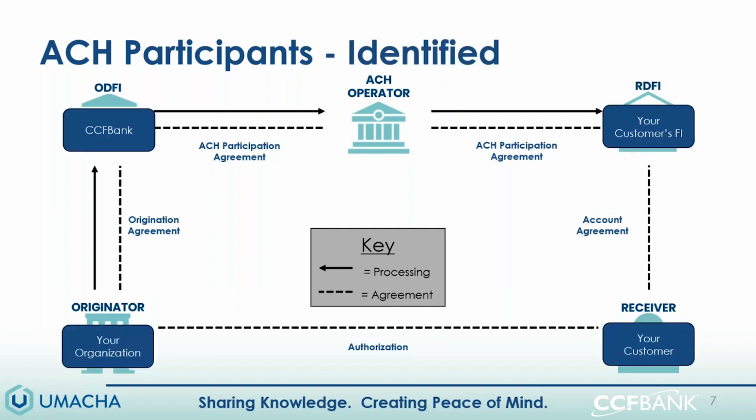So let's take a look at that here on this slide to see the bottom. Again, we have that authorization sitting between your organization and then your customer or your client, your receiver. We have CCF Bank up there in the upper left-hand corner, and then the upper right-hand corner, that is your customer's financial institution. Could also be CCF Bank. They could be both the ODFI and the RDFI if your receiver also holds an account with CCF Bank. So understand there could be times where those two institutions are the same.